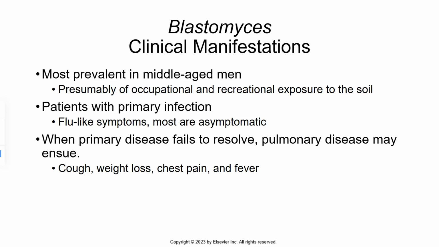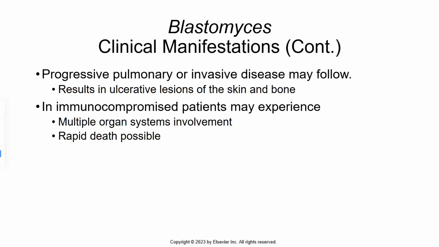So starting with Blastomyces, it's most prevalent in middle-aged men, presumably because of occupational and recreational exposure to the soil. Patients with primary infection have flu-like symptoms, and most are asymptomatic. When primary disease fails to resolve, pulmonary disease may ensue, which leads to cough, weight loss, chest pain, and fever. Progressive pulmonary or invasive disease may follow, resulting in ulcerative lesions of the skin and bone. Immunocompromised patients may experience multiple organ systems involved and rapid death.